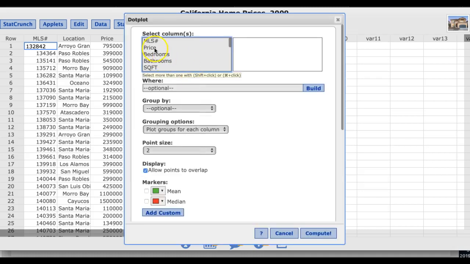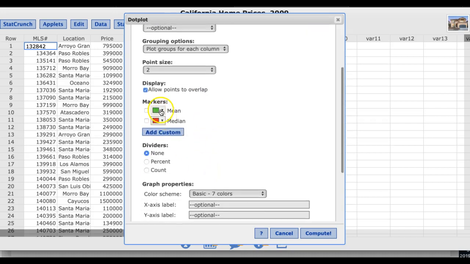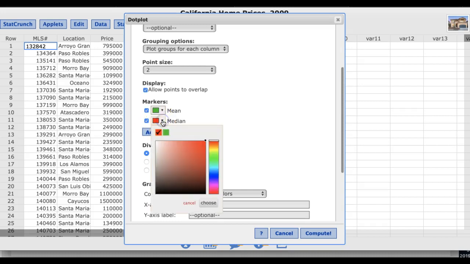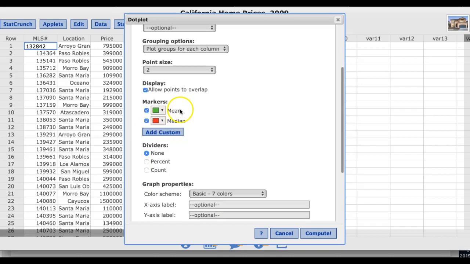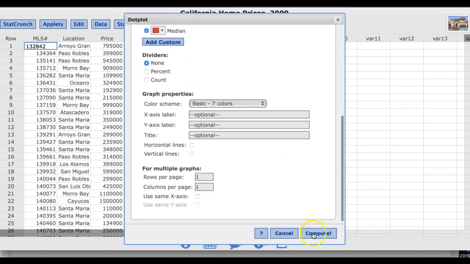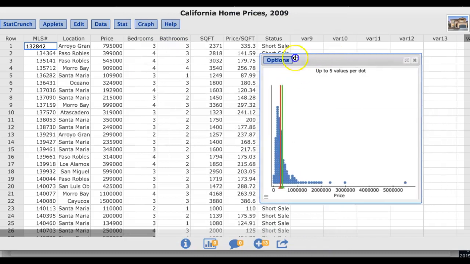And I want to do dot plot for the price, because that's a numeric variable. And down here, you can see we have the markers. So here I want to do mean. The mean is green, and the median is red. There are other colors you can pick here, but we'll do mean is green and median is red. So we go ahead and compute that, and that's the graph that we get there.